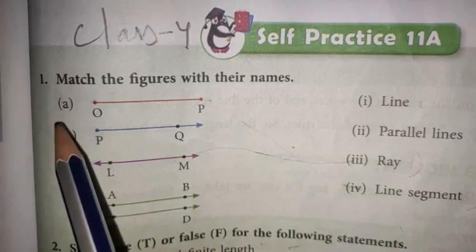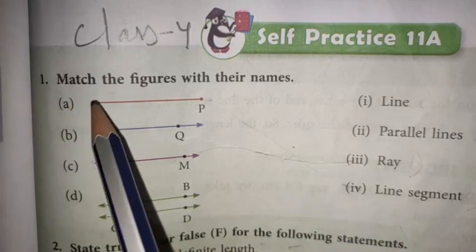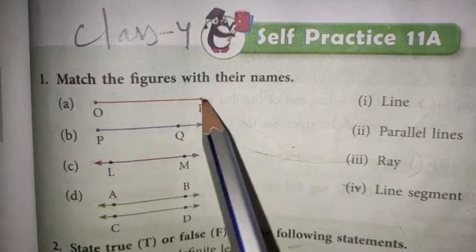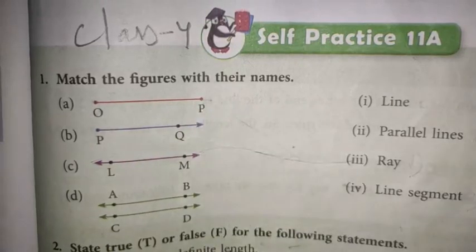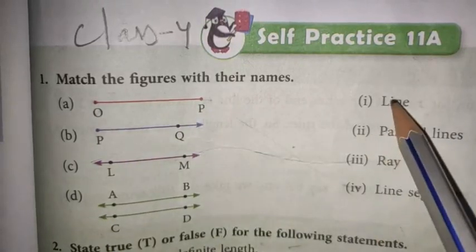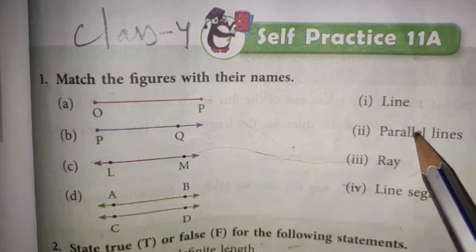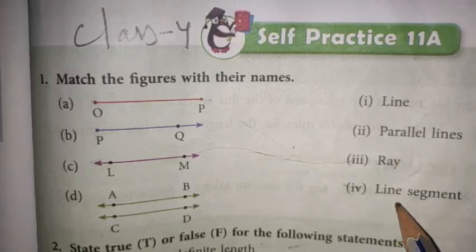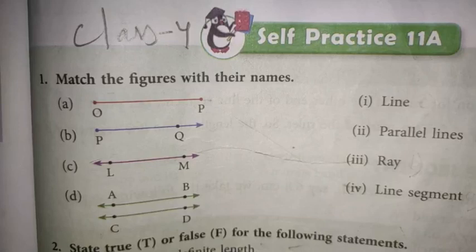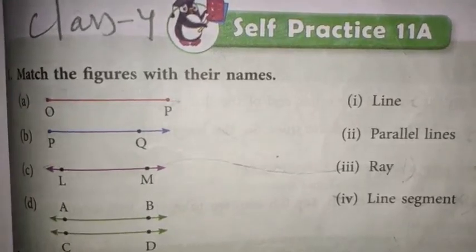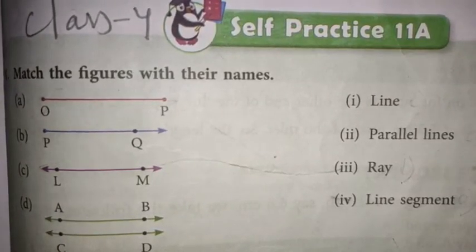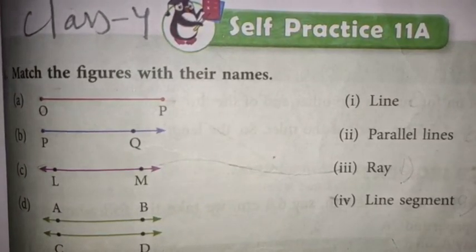So the first one, the 2 points you can see in both the ends, O and P. Among these, which one is the appropriate answer? Line, parallel lines, ray or line segment? Do you know this answer? I hope you have seen that introduction video properly, where I have explained what this is.